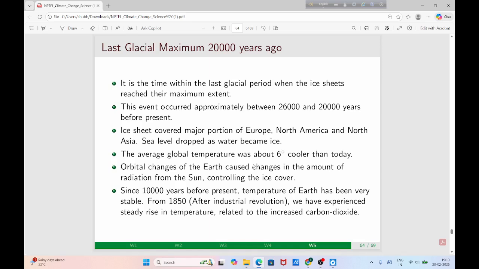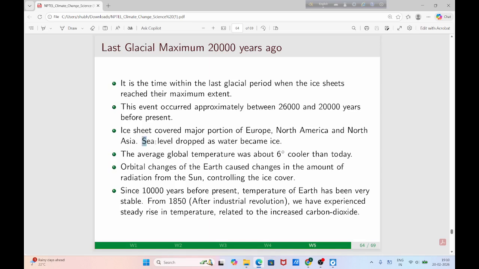So, last glacial maximum, 20,000 years ago. It was the last glacial period when the ice sheets reached their maximum extent, and the time is denoted between 26,000 and 20,000 years before present. The ice sheets covered a major part of the polar regions, or the regions with high latitudes, so Europe, North America, North Asia.